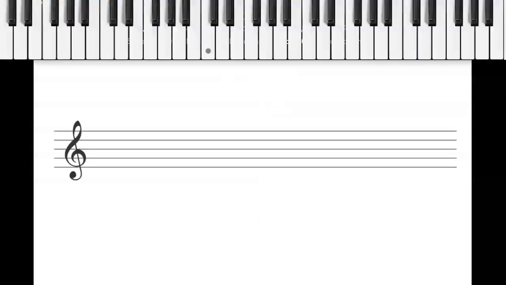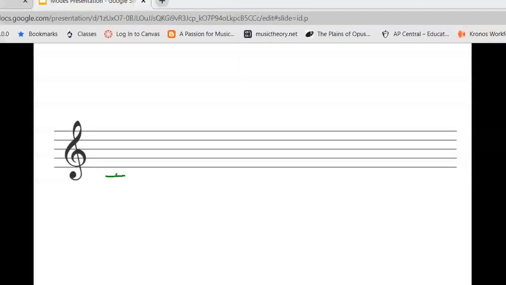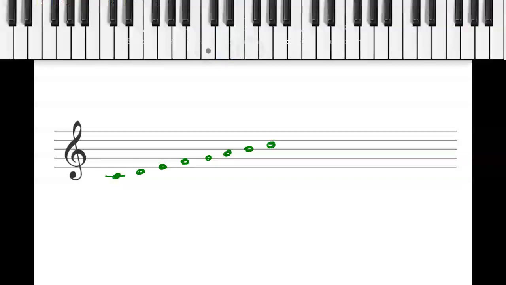If I were to start on a C and end on a C, that creates this scale. And we know that as a C major scale. This is also called Ionian mode. If we wrote a melody using those notes with C as the tonal center, this would be a melody in the key of C major, or C Ionian mode.